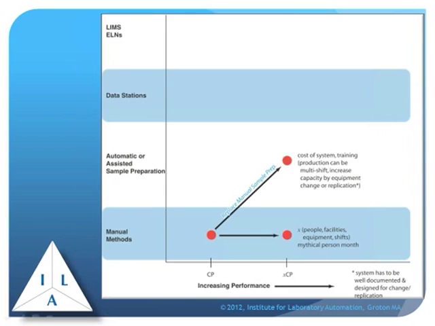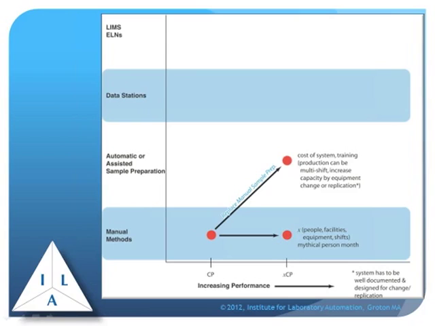The first way we'll look at it is taking care of sample preparation using automated systems. When we do this, we have to deal with the cost of the system and training, but we get some benefits. Production can move from single shift to multi-shift operations. You can increase the capacity of the equipment by making equipment changes, or by replicating the system, wind up by doubling the capacity of your system. So it's not a matter of simply adding people, just adding equipment.